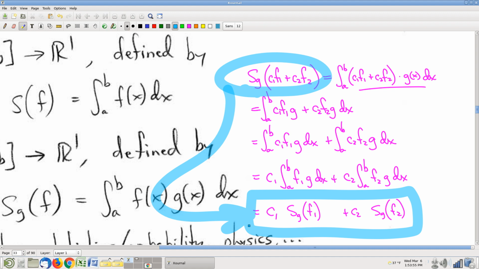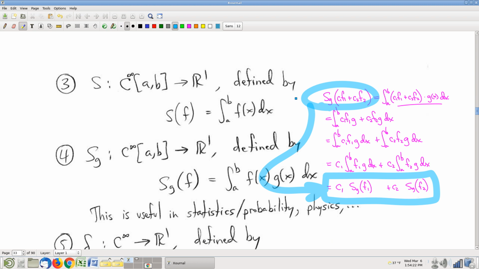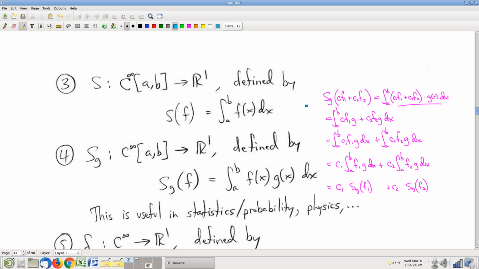How are we doing? Everybody on board? Everybody follow the process there? The direct confirmation that something is a linear transformation: put a linear combination in from the domain, do what you can to manipulate it around as necessary to show that you get the expected linear combination out in the target. Okay. Alrighty. So that confirms that is a linear transformation.